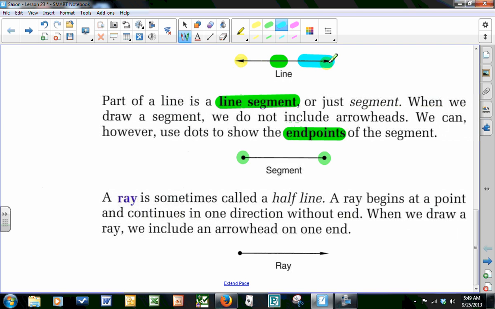And finally, we can take this part of a line from a center section and go to the end like that. If you cut that part of the line, then you would have something called a ray, R-A-Y. The ray begins at a point, an endpoint, and it continues on in one direction without end. And you know it continues without end because the other end has not an endpoint, but an arrowhead. Okay, so line, segment, sometimes just called segment, and ray. All right, let's go to the next page.